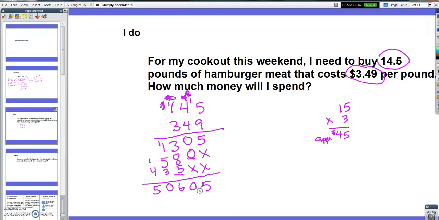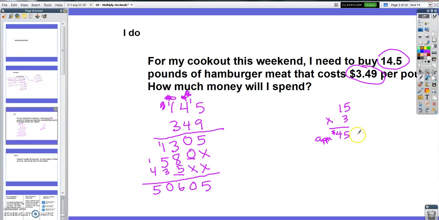If I put it here, that's $5,000. That's nowhere close to 45. That can't be right. If I put it here, that's $506. That's nowhere close to $45. That can't be it. But if I put it here, $50.61, that's pretty close to my approximate answer. So this is where the decimal has to go.